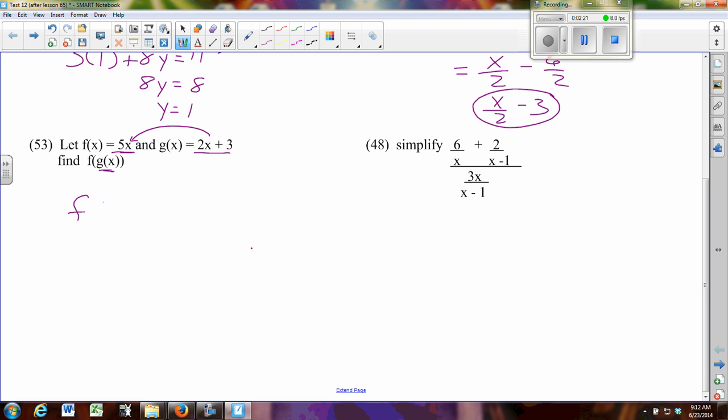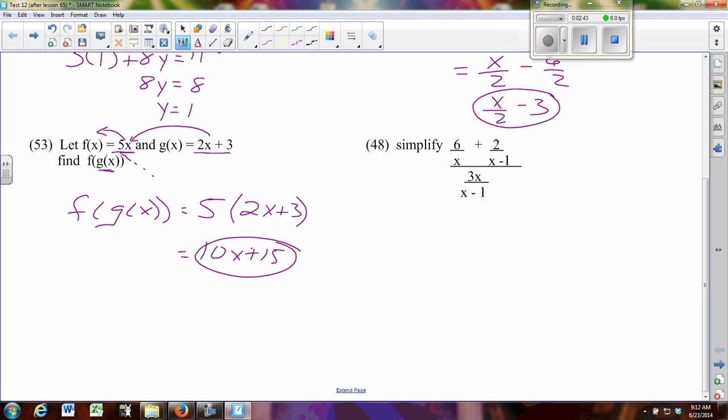So I have f of g of x. I'm going to take the 5 from the f, and then I'm going to kick out the x. I'm going to put what g of x is inside it. So I would end up with 10x plus 15.